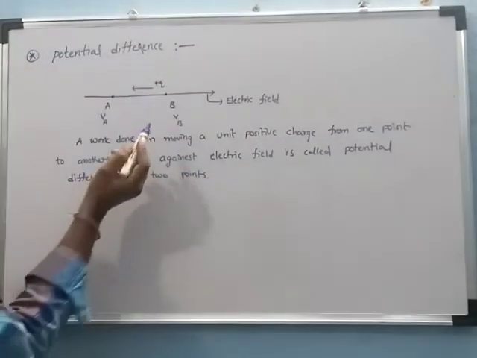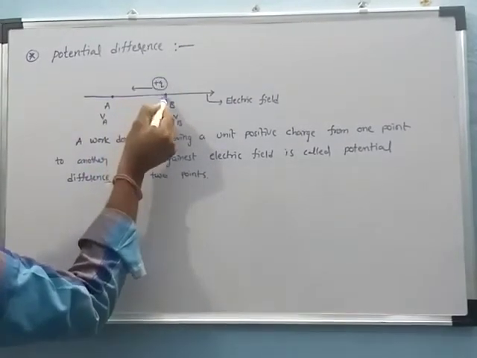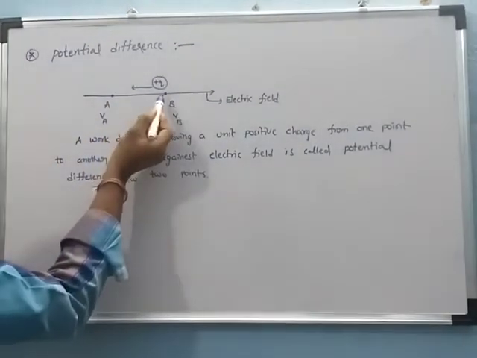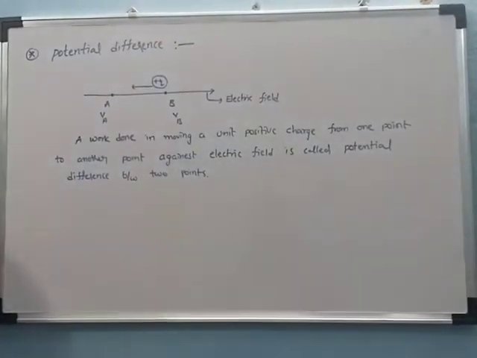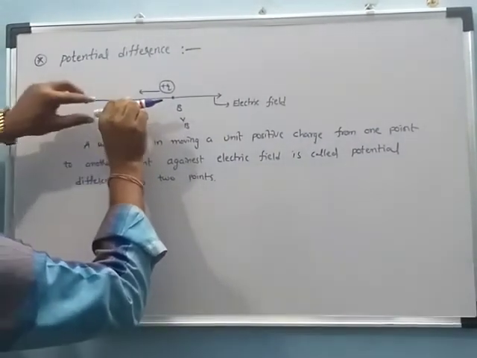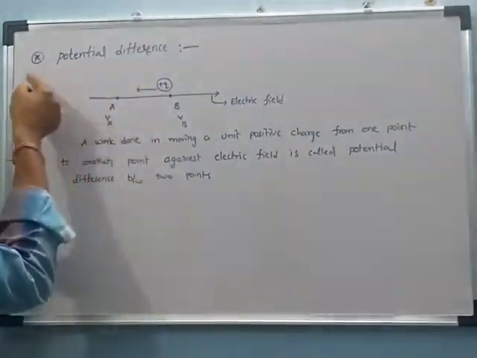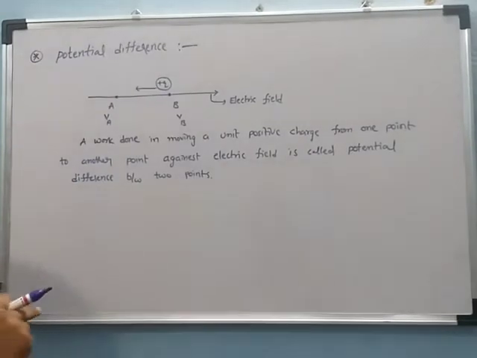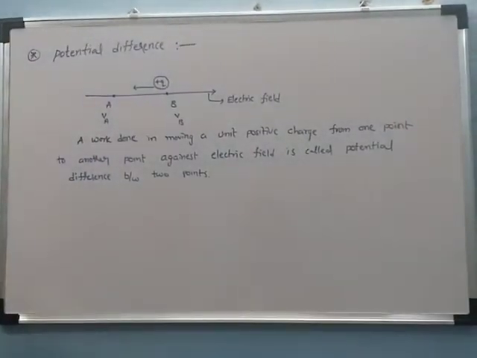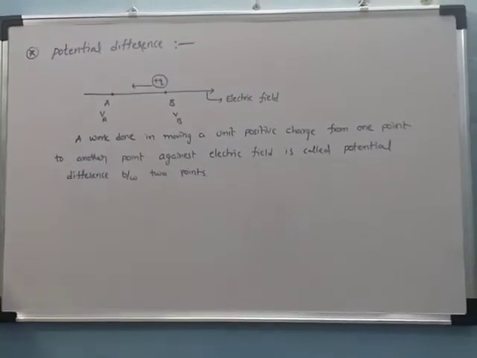See here, the work done by moving a positive charge from one point to another point against the electric field. Because the electric field is acting in this direction, but the charge is moving opposite to it, that is called moving against the electric field, and it is called the potential difference between the two points.